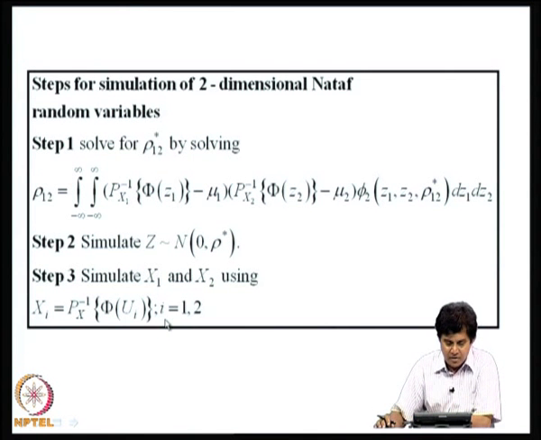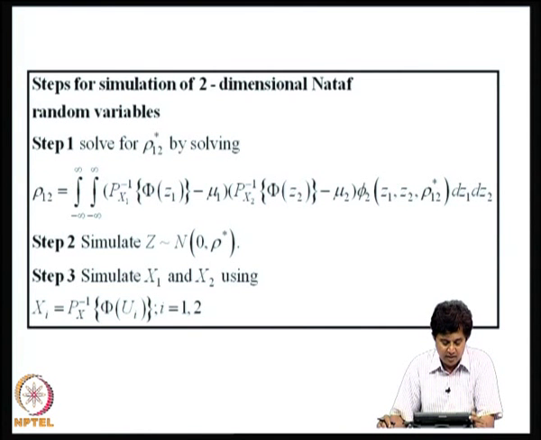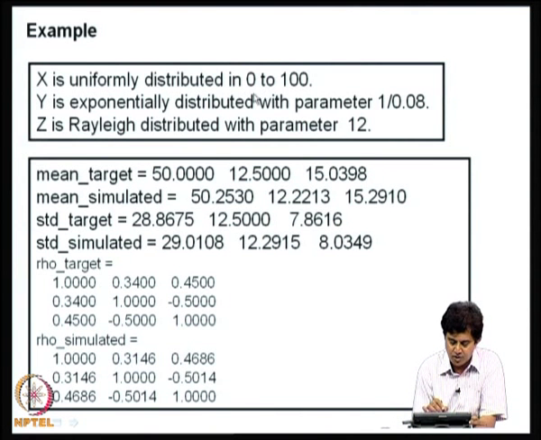Okay. Now, obviously this cannot be done with pen and paper, you need to write a computer program for this, then only you will be able to see the working of different steps of this method. So, let me consider a couple of examples. So, the first example is x is uniformly distributed between 0 to 100 and y is exponentially distributed with parameter 1 divided by 0.08 and z is Rayleigh distributed with parameter 12 and the correlation coefficient matrix is displayed here.